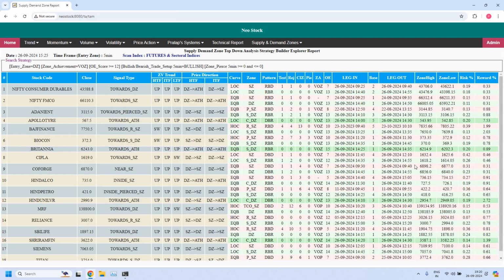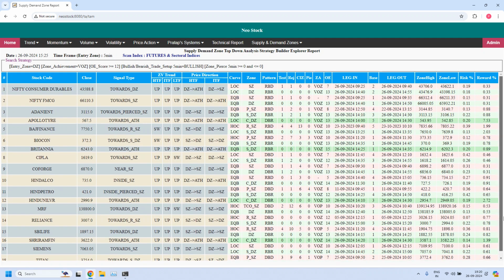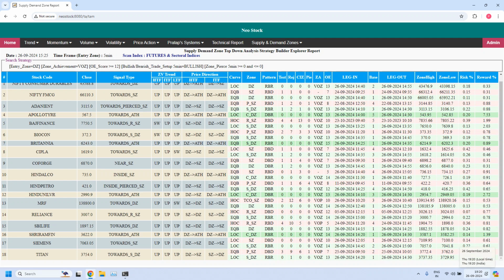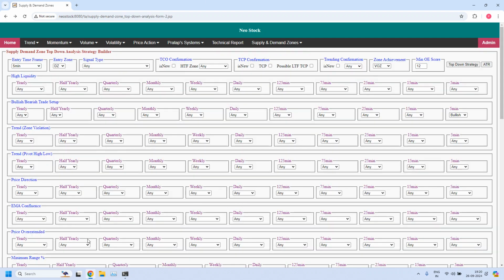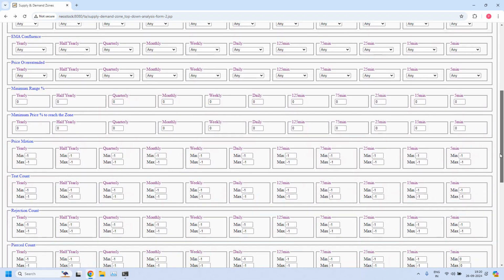Now let's verify. We got around 19 stocks. So 18 stocks, total 18 stocks are filtered. I'm scrolling the list down. So total 18 stocks are filtered. Out of these 18, how many are having ITF confluence? To improve the probability, let's verify. ITF, that means 5 minutes demand zone with 15 minutes demand zone confluence.